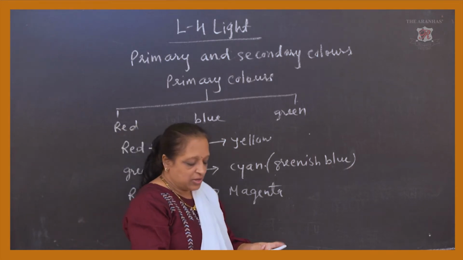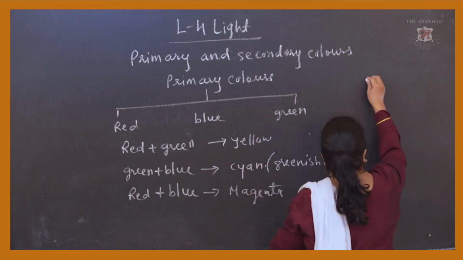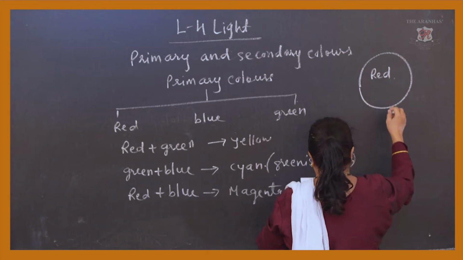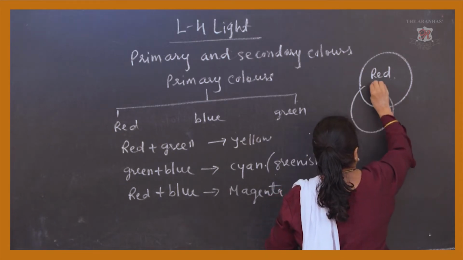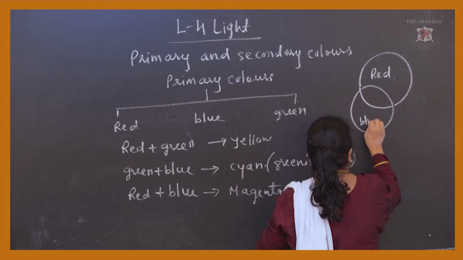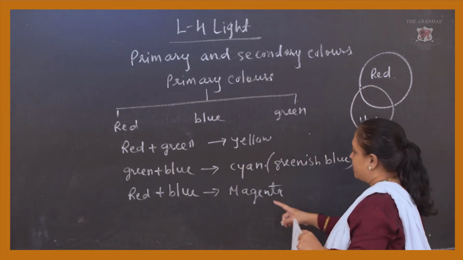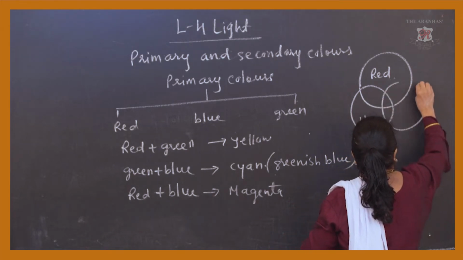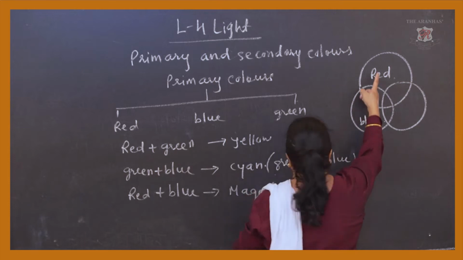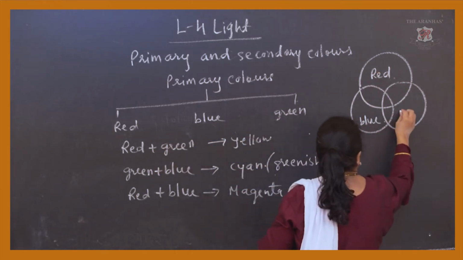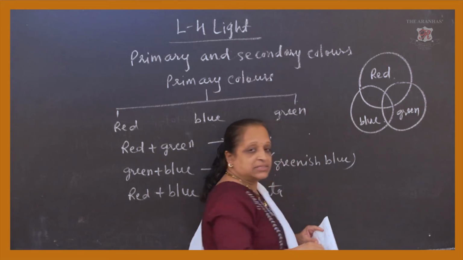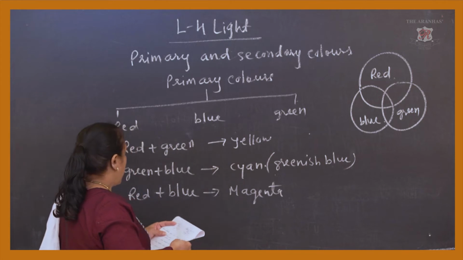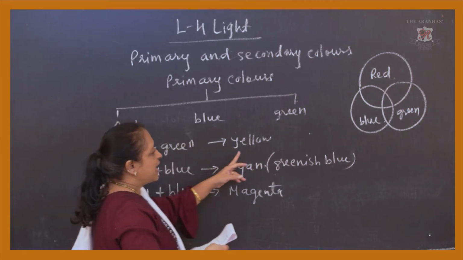So for that you are having a diagram in your textbook, that is on the top of it we are having a green color. Now what are the effects of this we are getting? So red and green, what do we have? We are having yellow color.